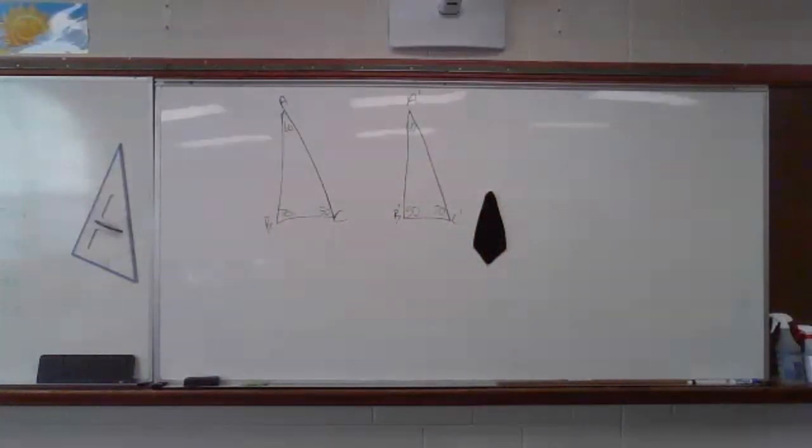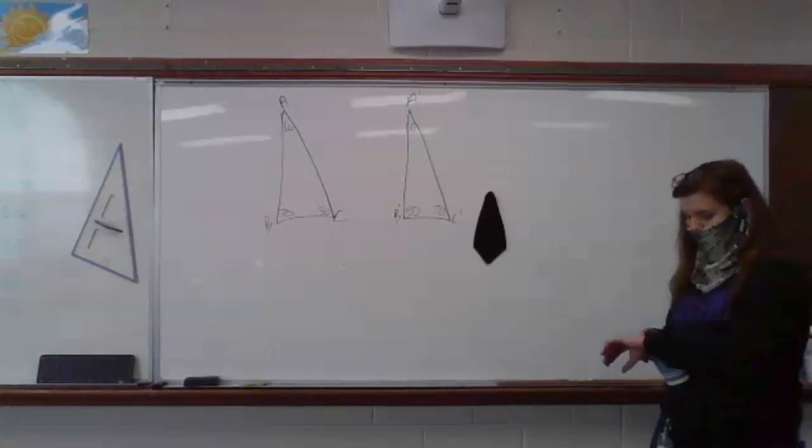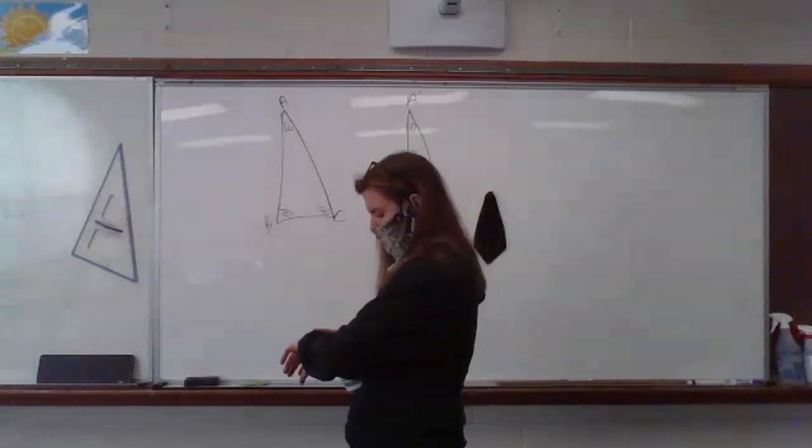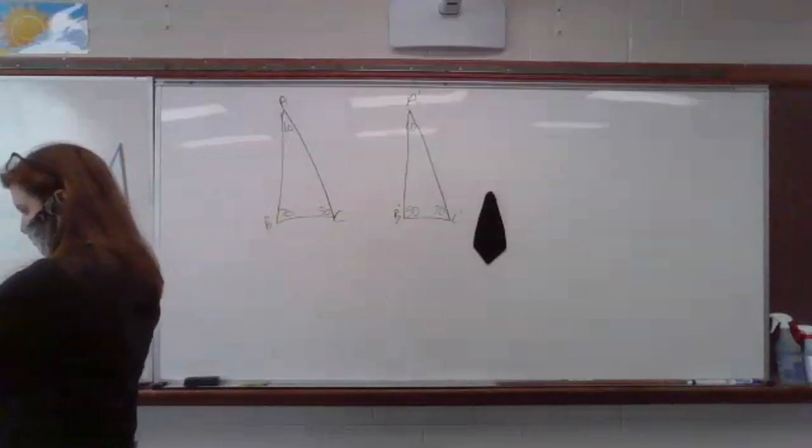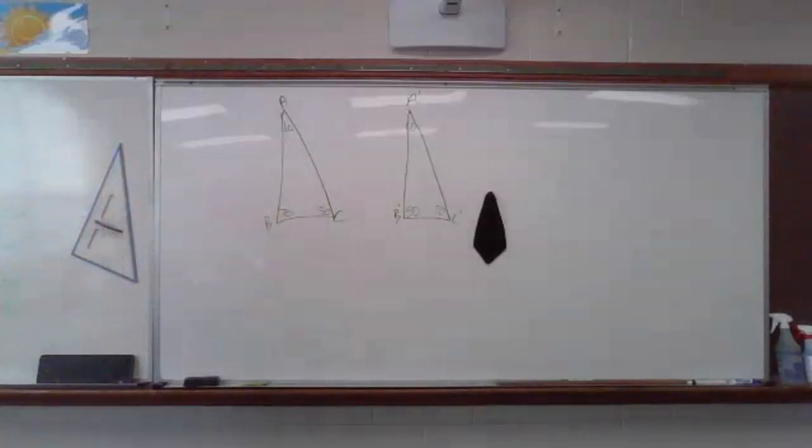Remember, corresponding means the angles that are in the same place that match up. A maps to A prime, B maps to B prime, C maps to C prime. But B is corresponding in this case with C prime. Well, that doesn't work. So again, no, they are not similar because corresponding angles are not congruent. Questions on that one?